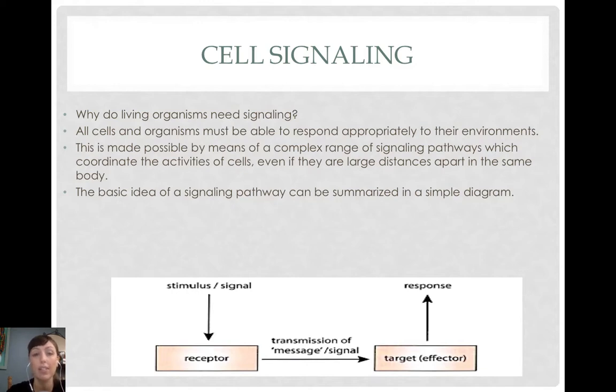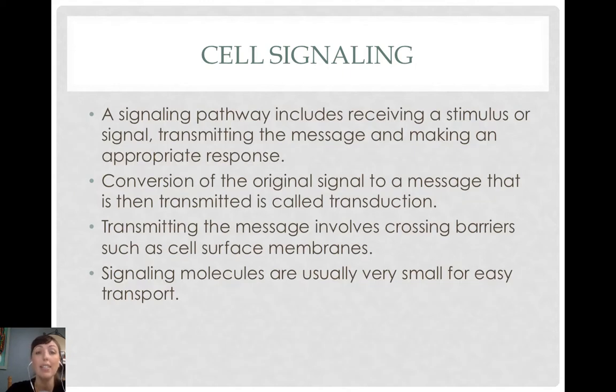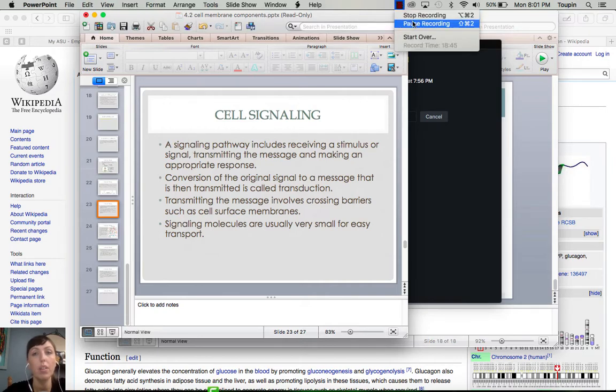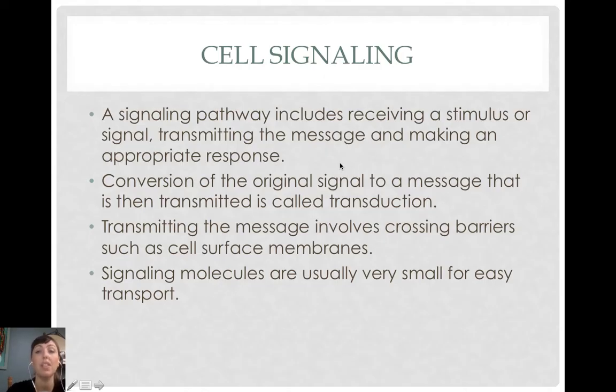So you should have learned about this in STEM. A signaling pathway includes receiving a stimulus or signal, transmitting the message, and making an appropriate response. Conversion of the original signal to a message that is then transmitted is called transduction. I'm going to say that again: conversion of the original signal to a message that can be understood by the body is called transduction.